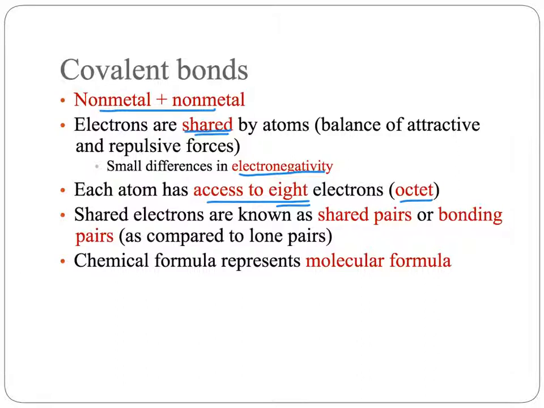We call these shared electrons either shared pairs or bonding pairs or bonded pairs, as compared to lone pairs, pairs of electrons that are not shared. And I think this will become more obvious as we do some Lewis diagrams. With covalent molecules, the chemical formulas do represent the molecular formula. Because these are more self-contained molecules, they don't form a crystal lattice the way ionic compounds do.